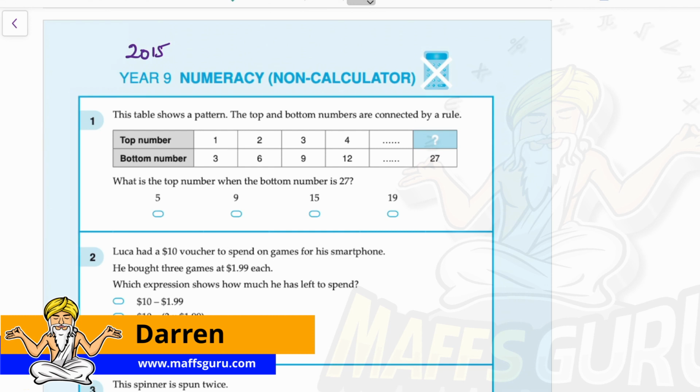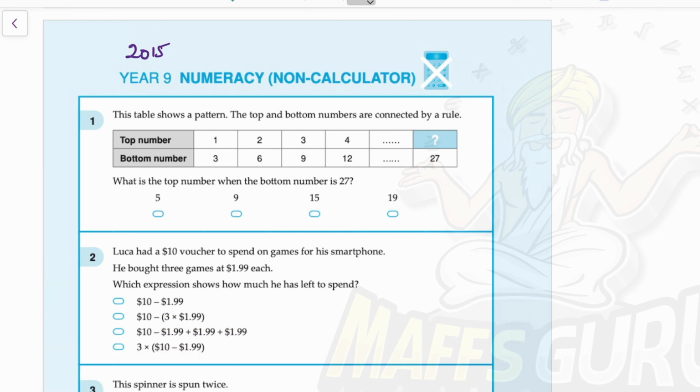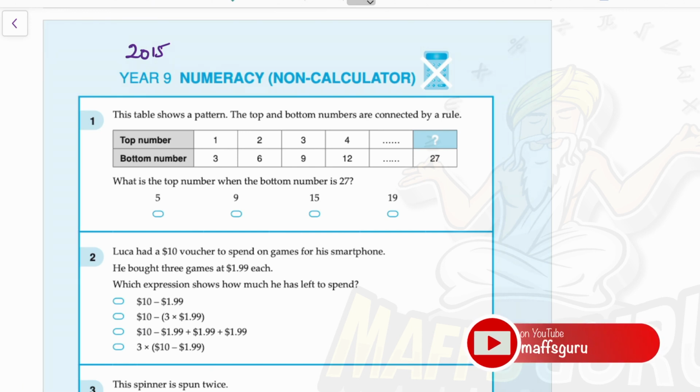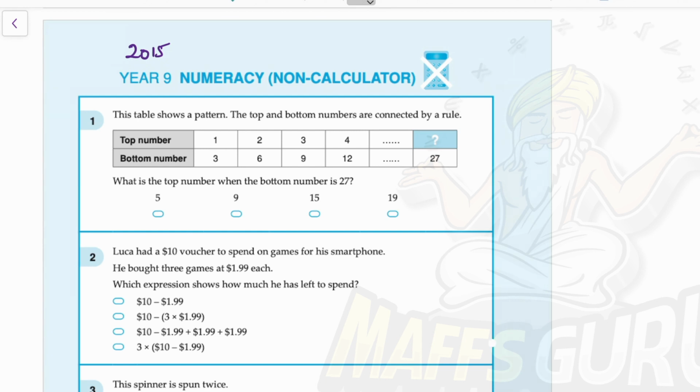Hi guys, these are the 2015 Year 9 NAPLAN Numeracy Non-Calculator work solutions. Hopefully they are there to help you work out not just if you got answers right or wrong, but also how I got the answers that I did.